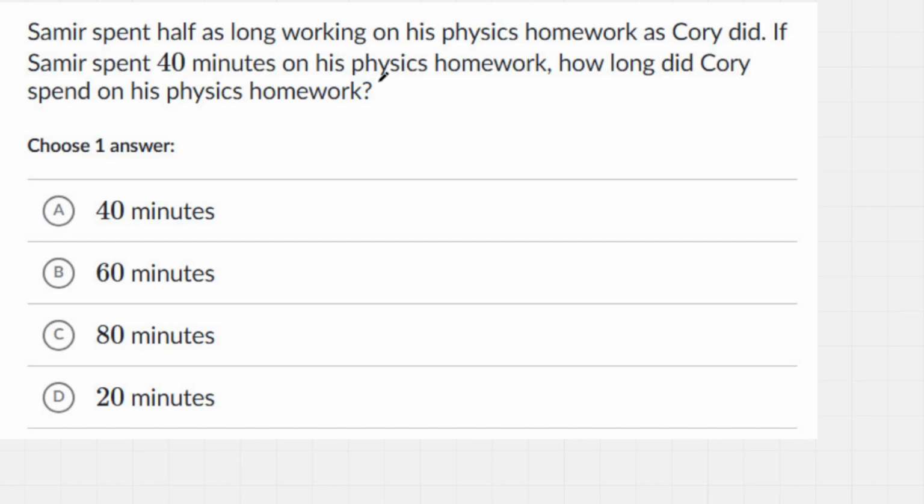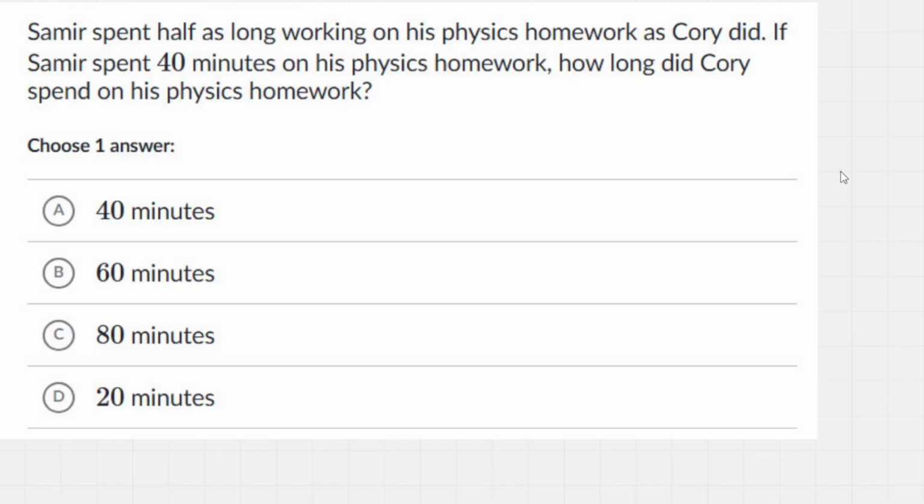Samir spent half as long working on his physics homework as Corey did. If Samir spent 40 minutes on his physics homework, how long did Corey spend on his physics homework? Here, my answer choices are different. The reason that they're different is that they want me to already figure out the answer. The complicated part is that the equation wasn't flat out given to me. I now have to figure that out, or I have to do that part myself.